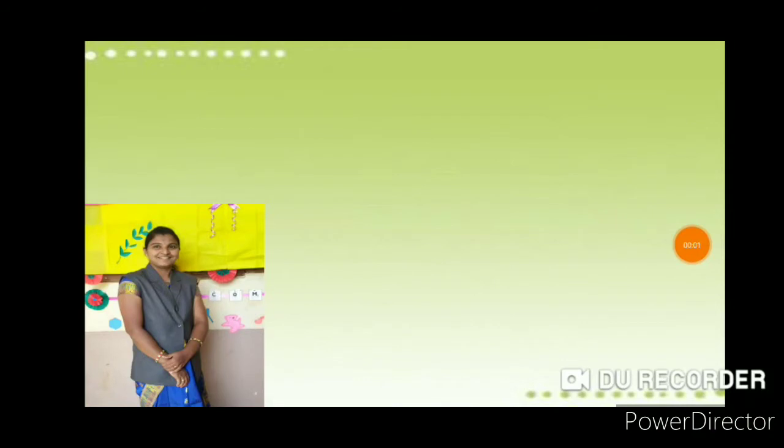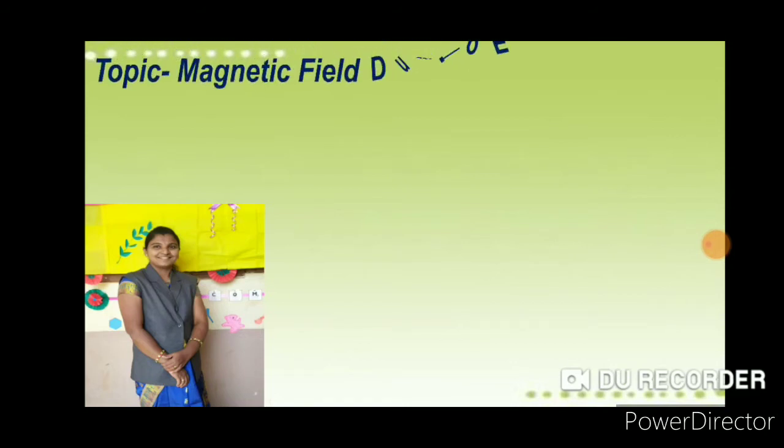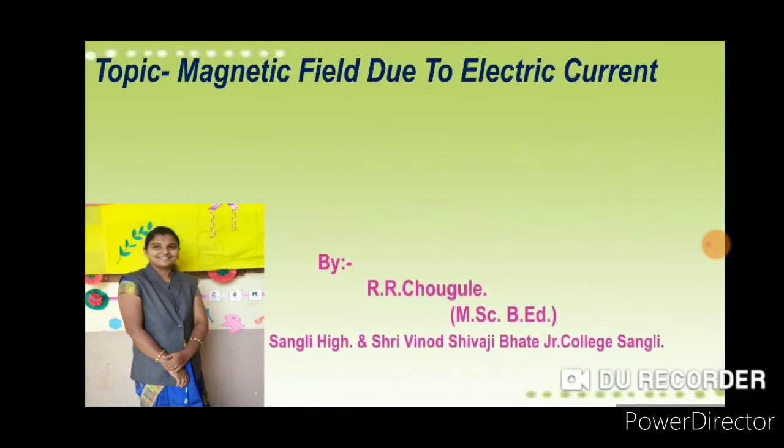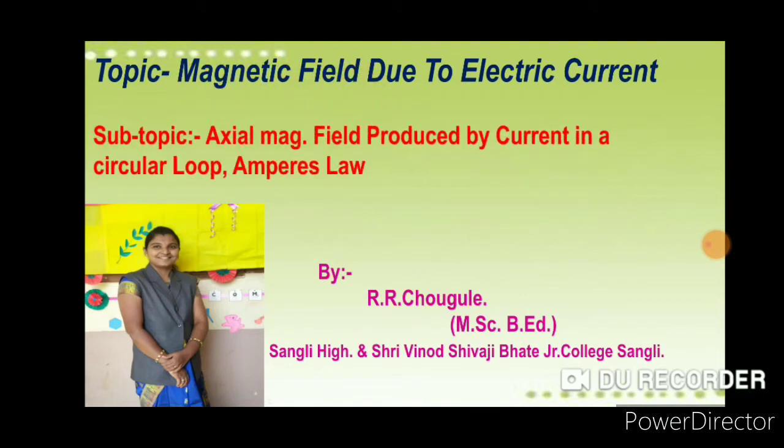Hello students, in the last video we saw Biot-Savart's law, the force of attraction between two long parallel wires, and the magnetic field produced by a current in a circular arc of wire. In this video we will see the axial magnetic field produced by the current in a circular loop, and Ampere's law.